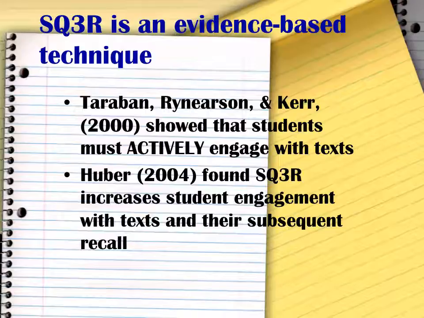For instance, Taraban, Reneerson and Kerr show that students must actively engage with text, or their recall and understanding will drop very quickly. And Huber found that SQ3R increases student engagement with text. As we move through the cognitive module, you'll notice that this means you're moving from a structural reading of text to a much deeper semantic reading of text.